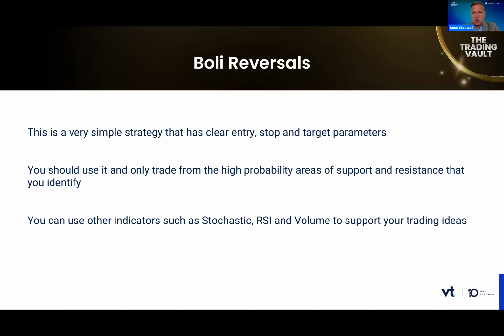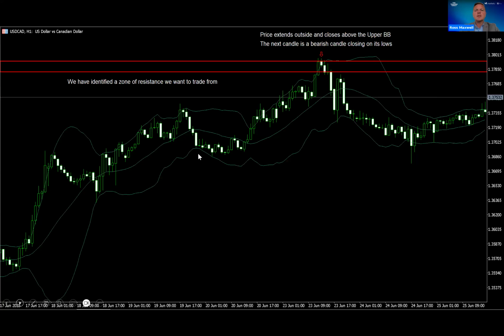But personally, just on a very basic level, you can just use the Bollinger Band reversals, wait for those liquidity areas to be touched by the price, and then look to take advantage of the reversal. So this is a US dollar CAD 1 hour chart. We've identified a zone of resistance that we want to trade from.